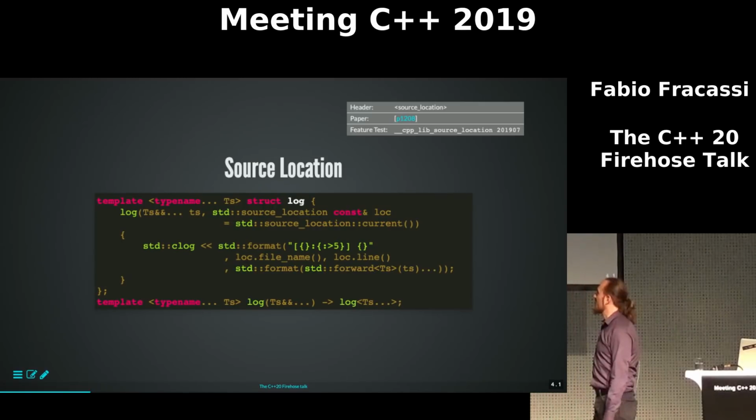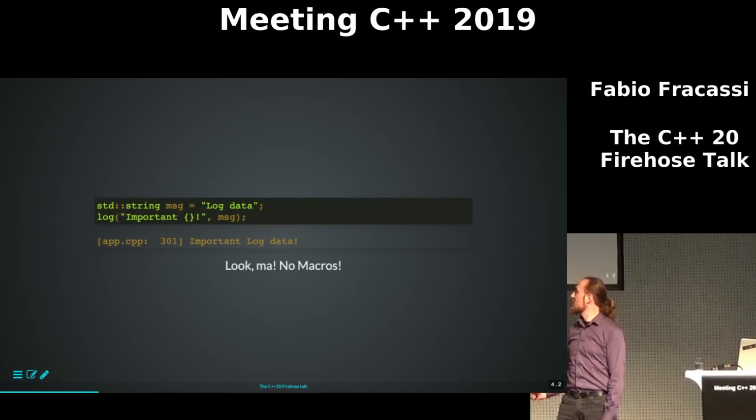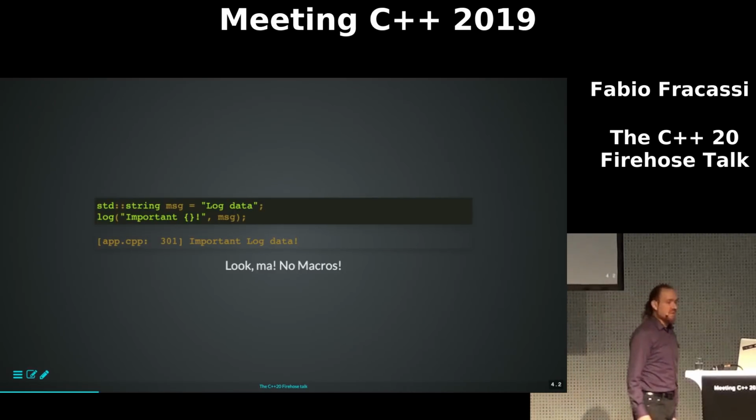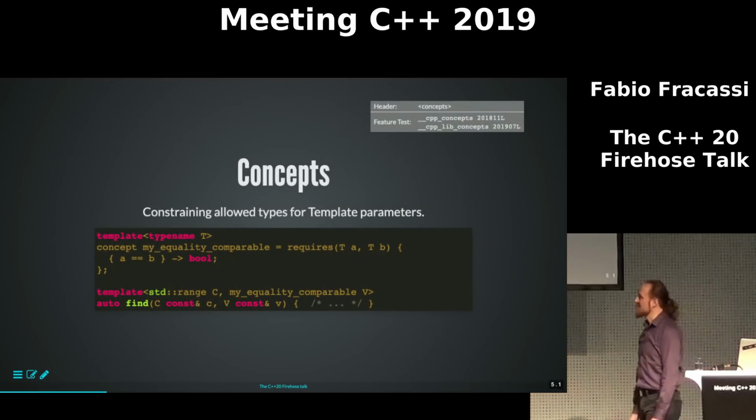So that enables us, with a little intrinsic in here, to always get the source location of your caller. And what you can do is write a logger, and this will output the file name and the line number without using any macros at all. That's amazing. Okay, one of the big ones.